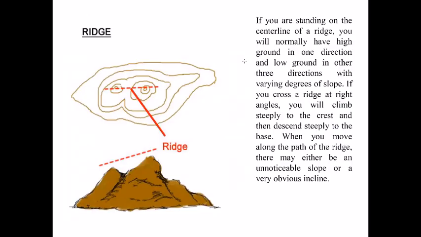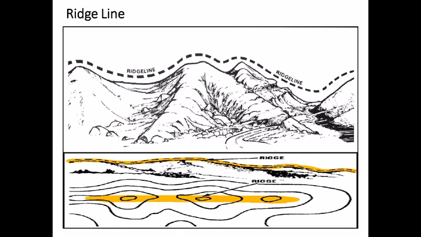So now we see what a ridge line and a valley line are. If you're standing on the center line of a ridge, you will normally have high ground in one direction and low ground in the other three directions with varying degrees of slope. If you cross a ridge at right angles, you will climb steeply to the crest and then descend steeply to the base. And when you move along the path of the ridge, there may either be an unnoticeable slope or a very obvious incline. So let's see this picture to understand what a ridge is.